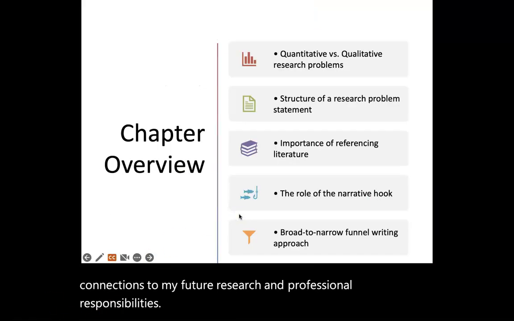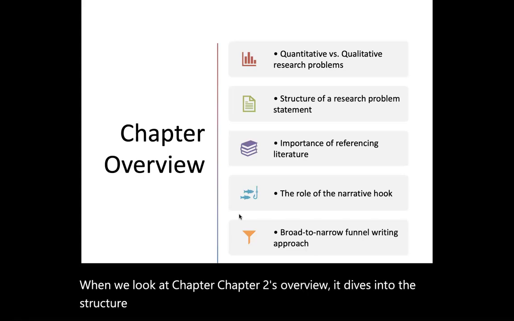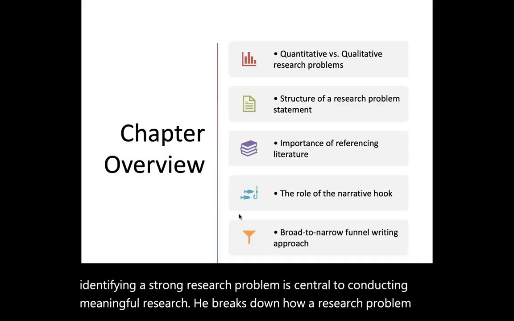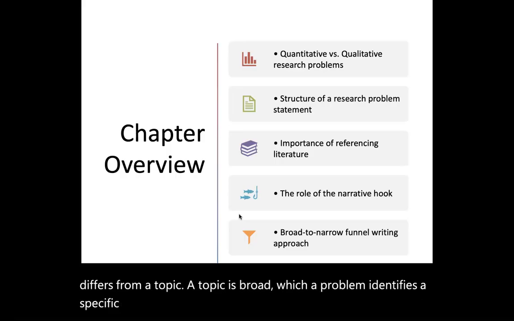When we look at chapter two's overview, it dives into the structure of a research problem. Dr. Ely explains that identifying a strong research problem is central to conducting meaningful research. He breaks down how a research problem differs from a topic. A topic is broad, while a problem identifies a specific issue that needs to be studied.